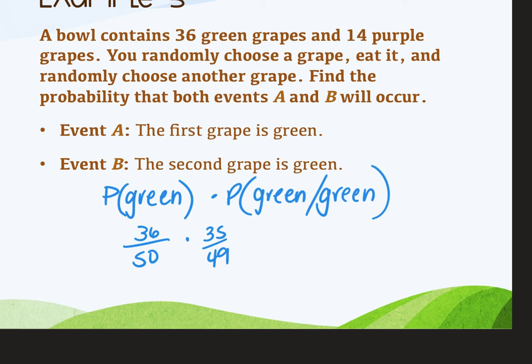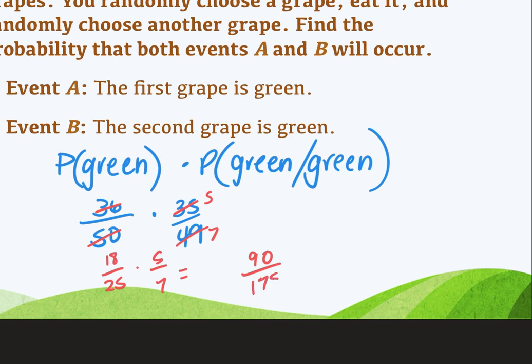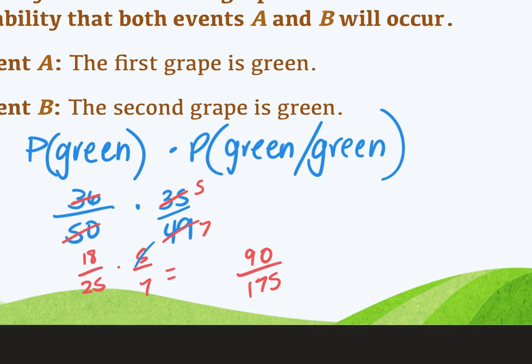So the first green one is without you eating it? You haven't eaten it. Yeah, no, you're just picking that first grape. So this would be, reduce it, make your life easier. What goes into both 36 and 50? 2, 18, 25. 35, 7 goes in both these, right? 5, 7. At least make them smaller numbers. 90 over 175. And actually, we could do this. 5 into 25. Make our life, again, easier. 18 over 35.